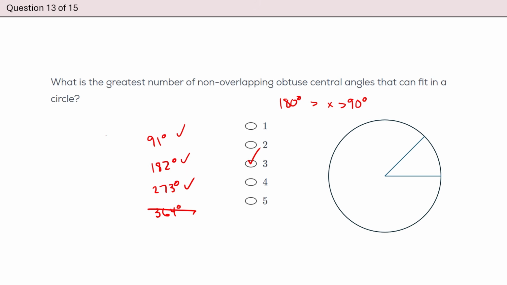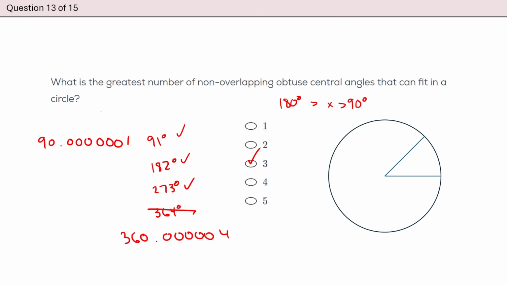Now you can say, okay, what if we do like 90.0000001, for example? We don't make it equal to 90 because an obtuse angle cannot equal 90, but we make it as small as possible. In that case, you're still going to have the problem because it's still going to be like 360.0000004 or something like that. It's still going to be greater than 360. So you cannot fit 4 in there.